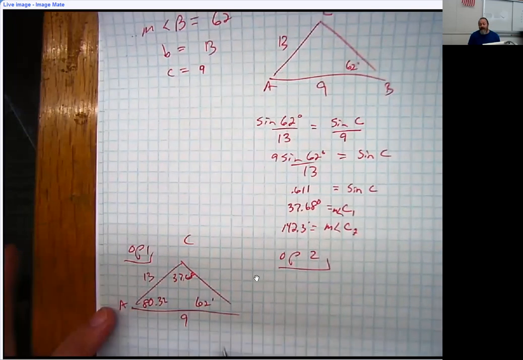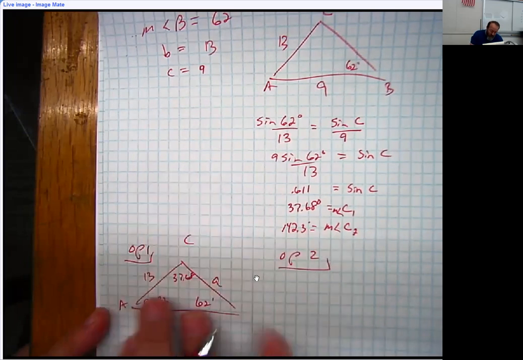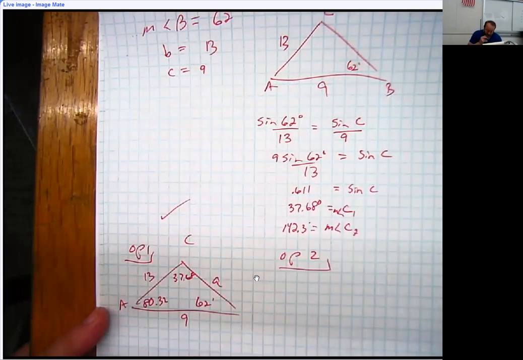Now, I have not finished this problem, but if we wanted to find side A, we could say the sine of 80 is to A as the sine of 62 is to 13. That's going to be great. So this is clearly an okay triangle that we can solve.